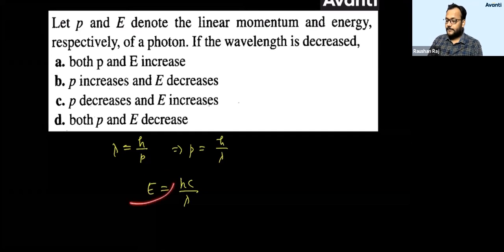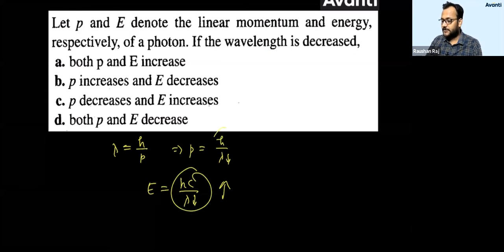P and E. Decrease the lambda. If you decrease the lambda, what will happen to this ratio? Increases. What will happen to this ratio? Increases. So what should be the correct answer? मैं आपको share करता हूँ result. आप खुद देख लो. Will you consider this as a good result, बच्चा?